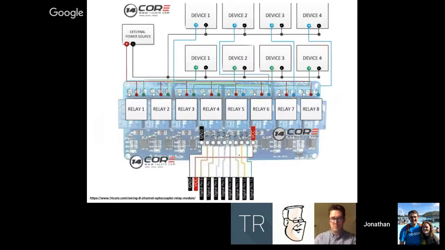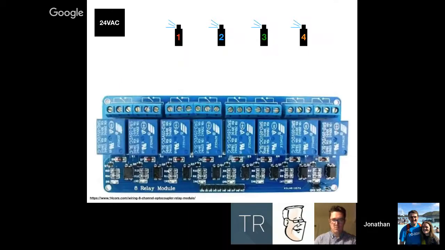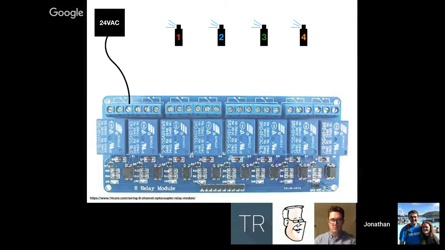I had this diagram, but I think I'm going to go to this one instead. So if you see my fancy 24 volt up here, all these relays are doing is adding a breakpoint in a circle between the sprinkler and the 24 volt AC. And so you need to run power to and from the relay in order to get the power you need.